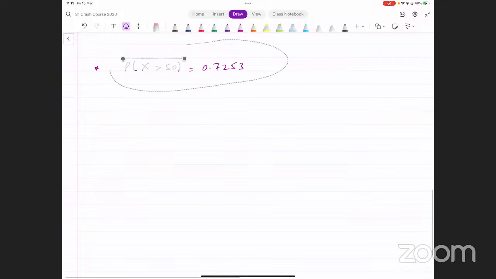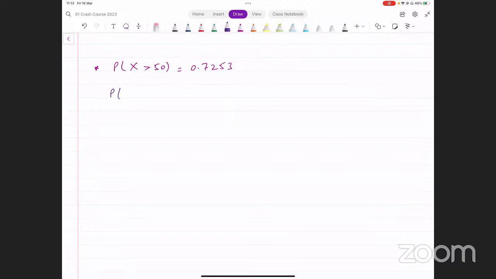How do we think about this? Again, the first step is going to be that we convert it to z first of all. We say it's z greater than something. This probability is equal to 0.7253. Probability of z greater than something is 0.7253. And now we need to figure out what this value of z is that corresponds to 50.